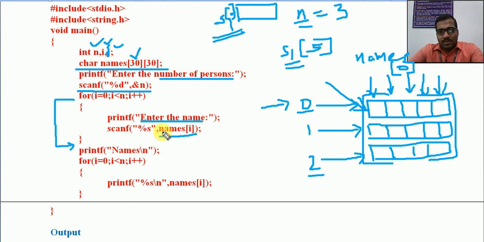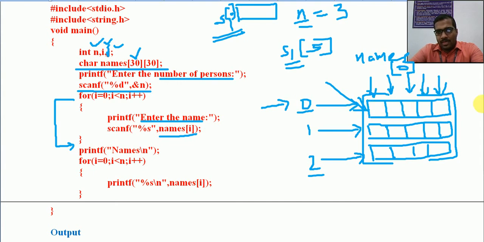We are not using an ampersand here. Listen, we are not using an ampersand here because in a string we do not use an ampersand. By default, the array name will collect the address. Now which address is it collecting? As it is given as names of I, it will collect the base address of names of 0. So this is that, names of 0. Then we don't need to specify the column and all.